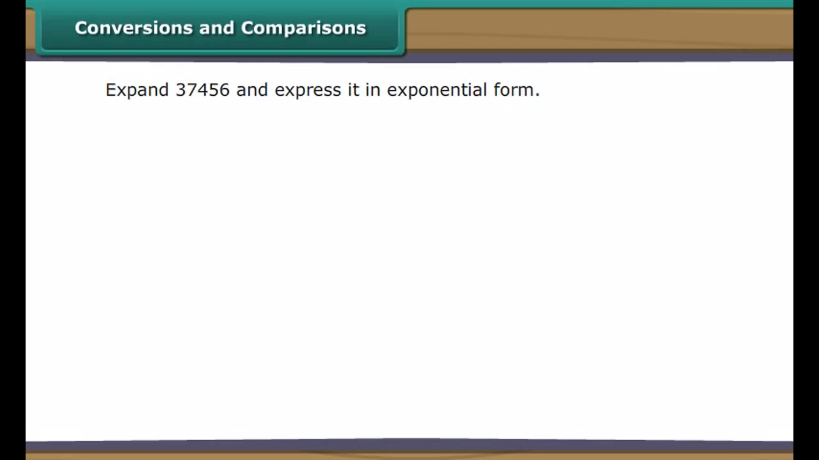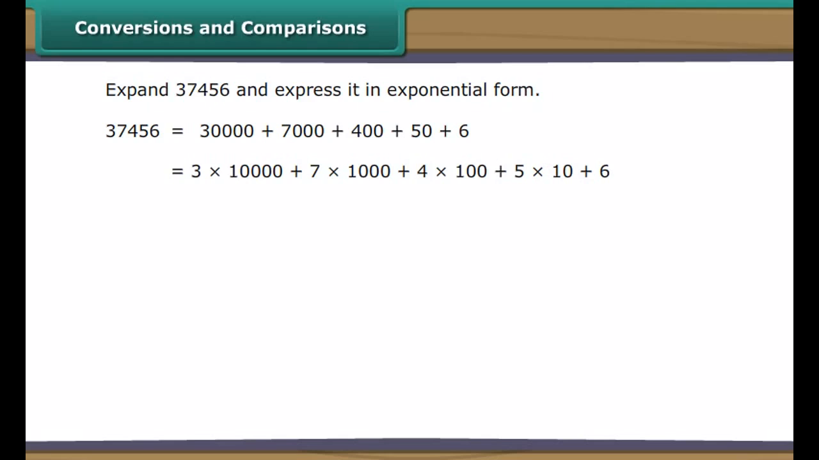Let us now expand 37,456 and express it in exponential form. 37,456 can be expanded as 30,000 plus 7,000 plus 400 plus 50 plus 6, which is the same as 3 into 10,000 plus 7 into 1,000 plus 4 into 100 plus 5 into 10 plus 6, which can also be written as 3 into 10 raised to the power 4 plus 7 into 10 raised to the power 3 plus 4 into 10 raised to the power 2 plus 5 into 10 plus 6.